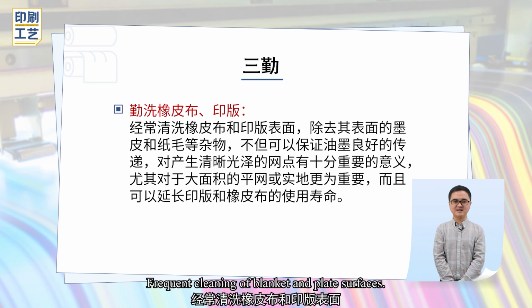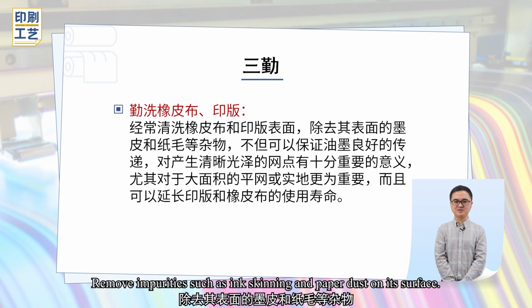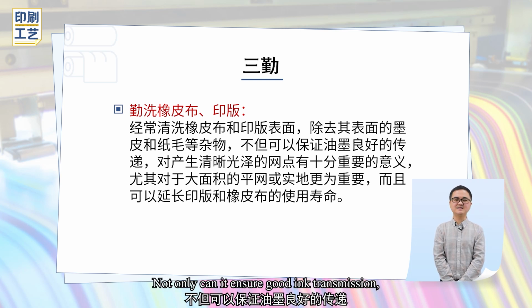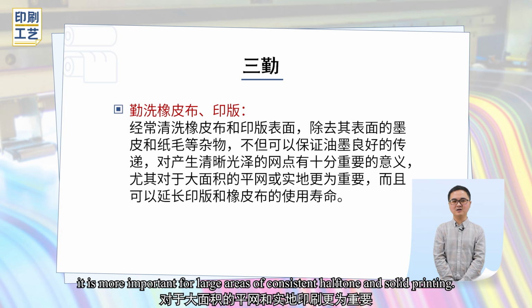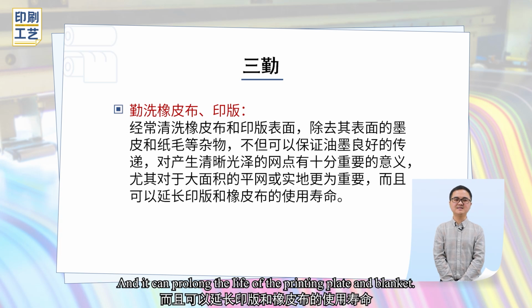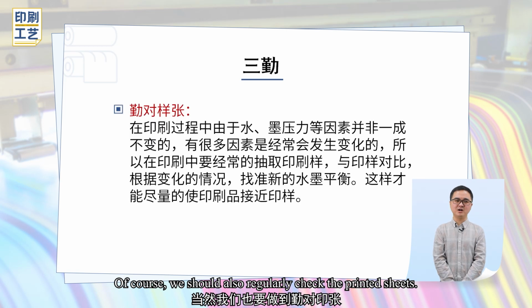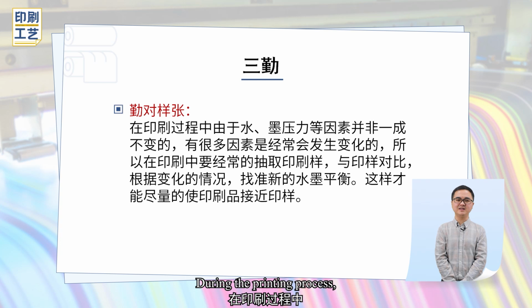Frequent cleaning of blanket and plate surfaces removes impurities such as ink skinning and paper dust on its surface. Not only can it ensure good ink transmission, which is of great significance for generating clear and shiny dots, it is more important for large areas of consistent halftone and solid printing, and it can prolong the life of the printing plate and blanket. Of course, we should also regularly check the printed sheets during the printing process.